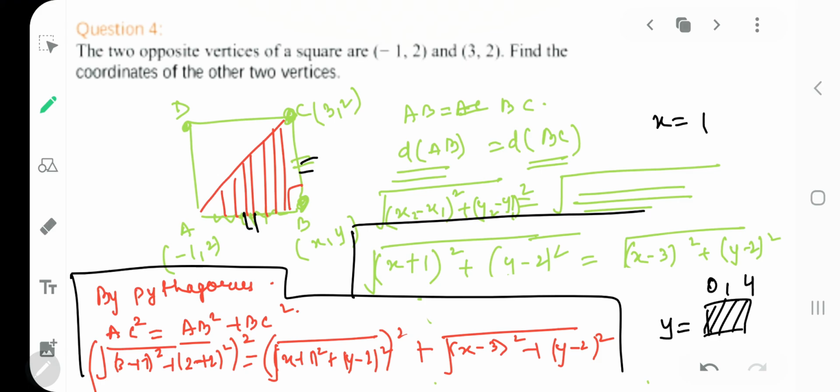Okay. So how can you write the coordinates? You can write coordinates x 1, y 0 and 1 and 0, 1 and 4. So x will be same in both. For B also it will be same, 1. For D also it will be 1. And for y you can write 0 and 4 here. So you will get both the coordinates.